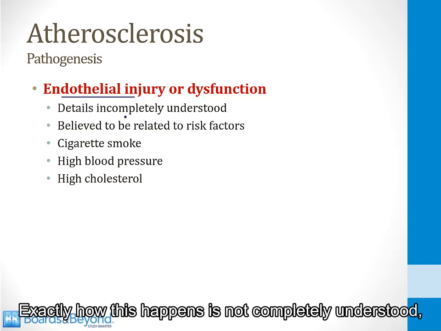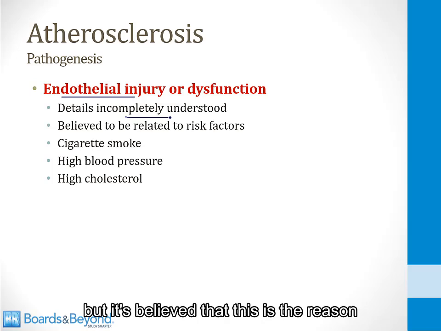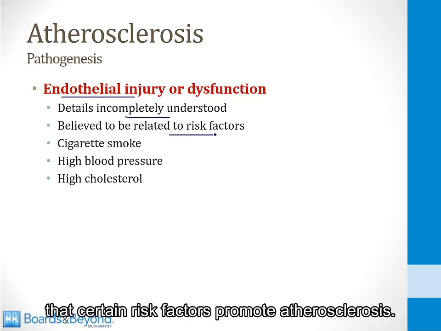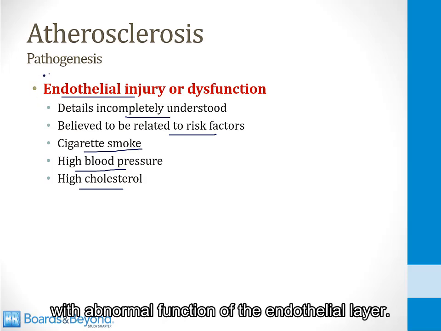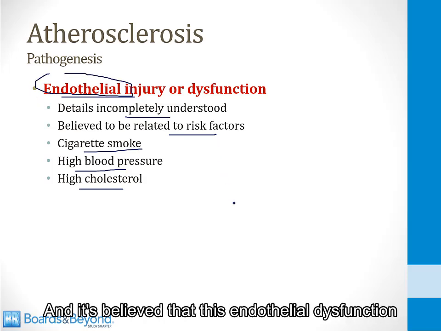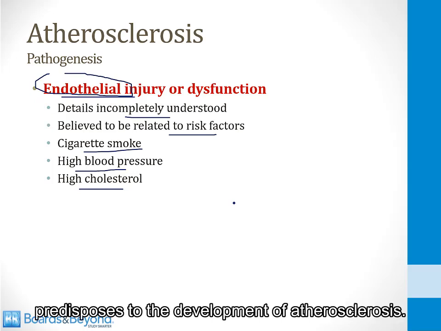Exactly how this happens is not completely understood, but it's believed that this is the reason that certain risk factors promote atherosclerosis. So cigarette smoke, high blood pressure, high cholesterol, these are all associated with abnormal function of the endothelial layer, and it's believed that this endothelial dysfunction predisposes to the development of atherosclerosis.